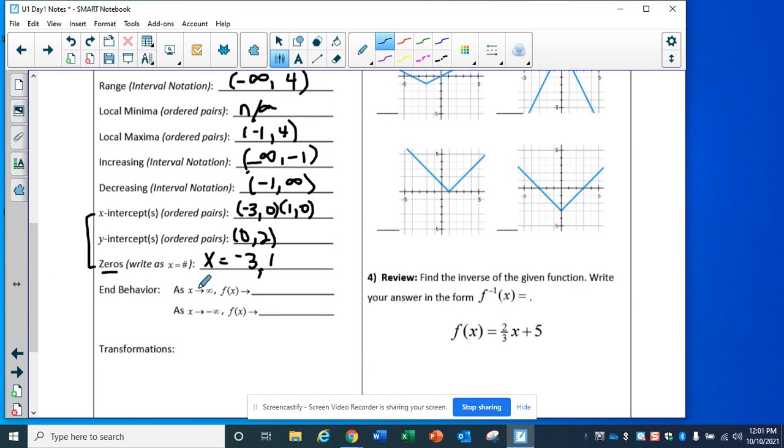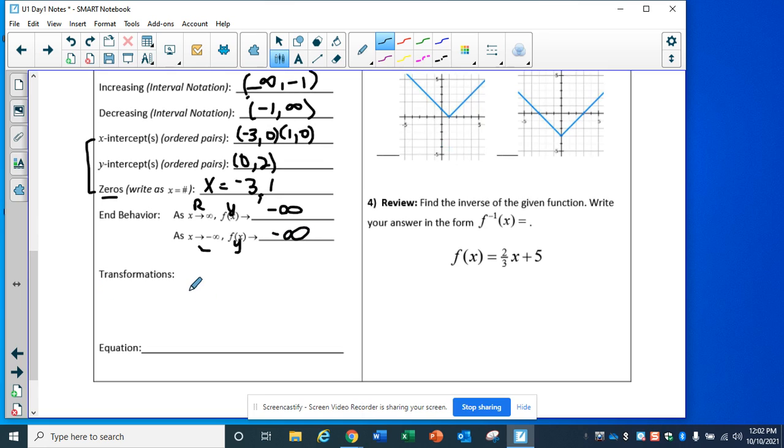So, and then this is how you read this. As x approaches +infinity, so that would be the right side, y, my f of x, my function, is approaching -infinity. It's going down on the right. And as x approaches -infinity, as I go to the left, my y values, f of x, are approaching -infinity. Both sides are going down.